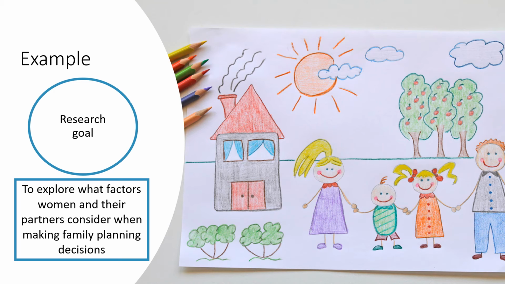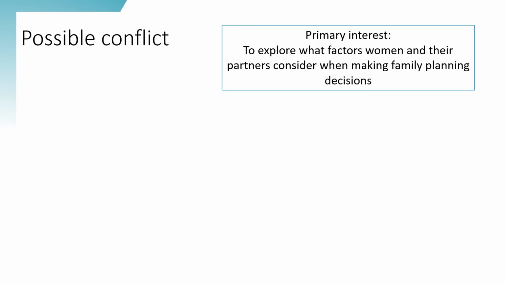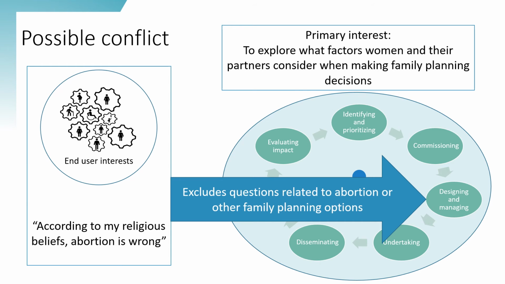So let's consider another example and how qualitative methods could address a potential conflict of interest. So if a research goal is to explore what factors women and their partners consider when making family planning decisions, an end user involved in this research may state that according to their religious beliefs, abortion is wrong. There may be a possible conflict between the end user's interests and the research goal or the primary interest. For example, we may then exclude questions related to abortion or other family planning options.